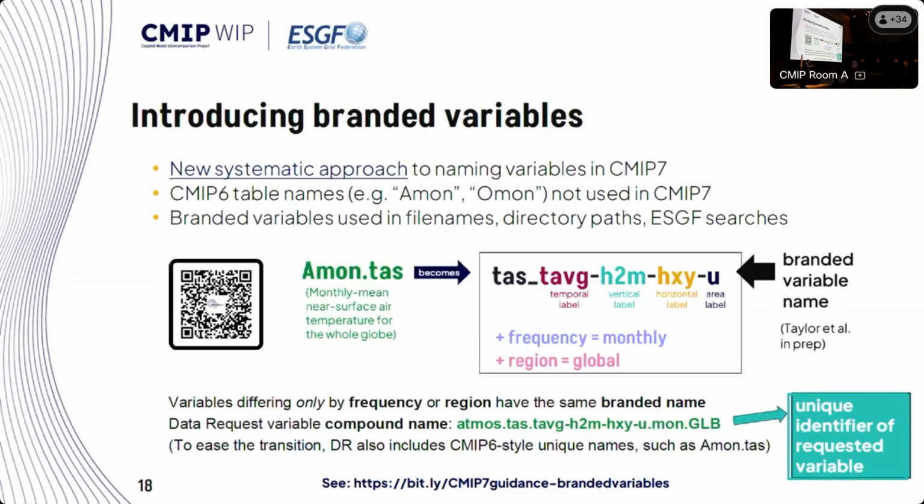So the branded variable is not specific to frequency and region. So to be fully equivalent to AMON-TAS, you need to also specify a frequency, monthly in this case, and a region, which is global. So to uniquely identify a variable then, in the data request, we've specified a so-called compound name, which is this long string in green that you see at the bottom. Granted, it looks more complicated than the AMON-TAS that you would expect from CMIP 6, but it's also more informative. Okay, and that is a unique identifier of a requested variable.